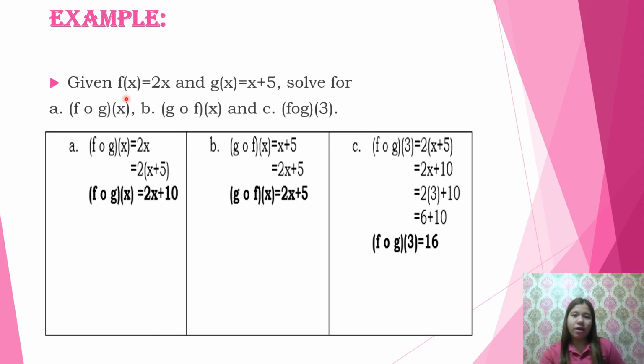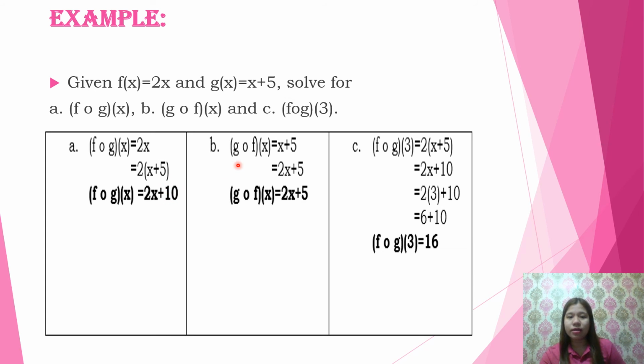Another given, we have f of x is equal to 2x and g of x is equal to x plus 5. Solve for A, f of g of x, B is g of f of x, and C, f of g of 3. So, f of g of x is equal to 2x. Ito yung formula, or equation ng f of x, and x here will be replaced by g of x, which is x plus 5. Again, yung x dito, papalitan ng x plus 5. Then evaluate: 2 times x is 2x, then 2 times 5 is 10. So, the answer is 2x plus 10.